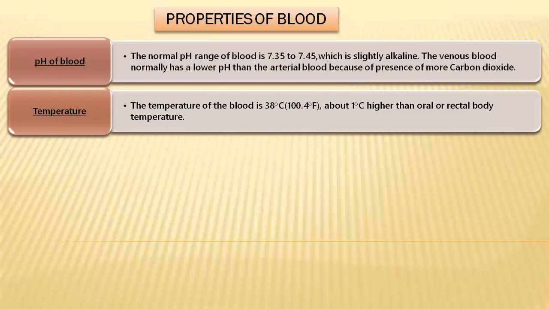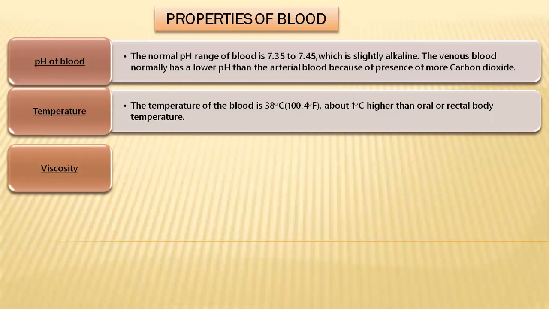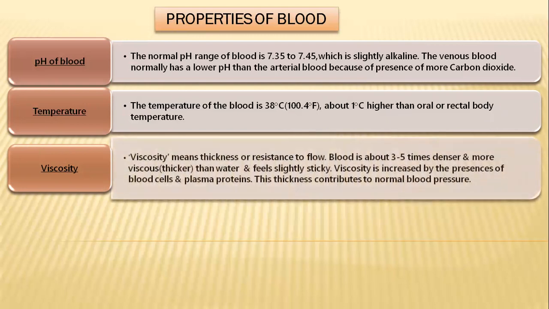So if you get 36, blood will be 37. If you get 37, blood temperature will be 38. So in simple terms, the temperature of blood is normally 1 degree Celsius higher than the oral or the rectal temperature. The other property is viscosity. So viscosity, basically you're looking at the thickness of blood. So viscosity means thickness or resistance to flow.